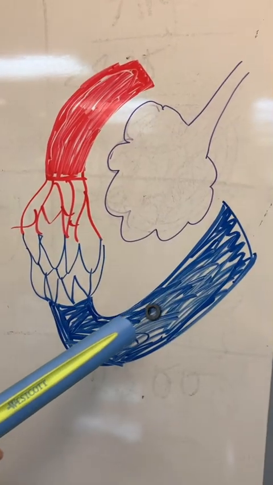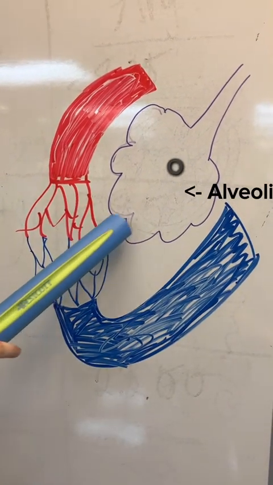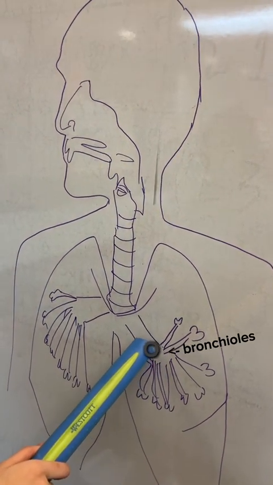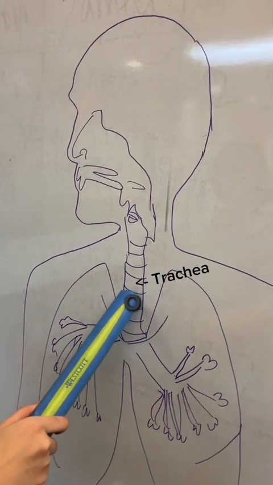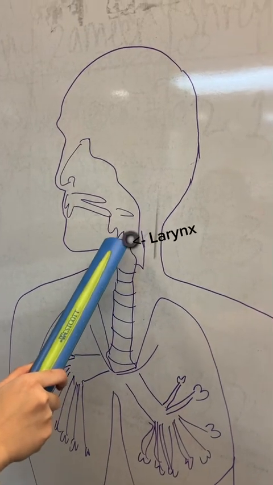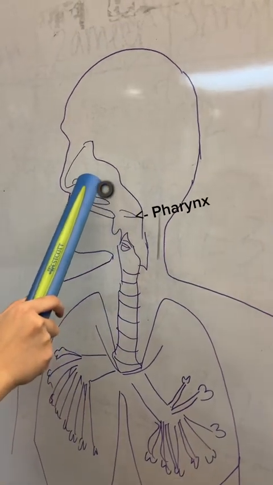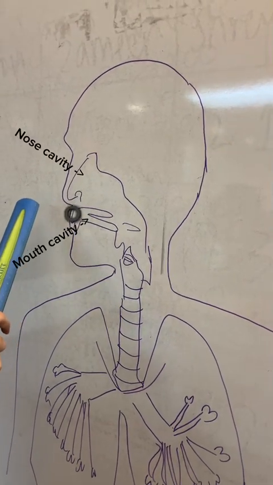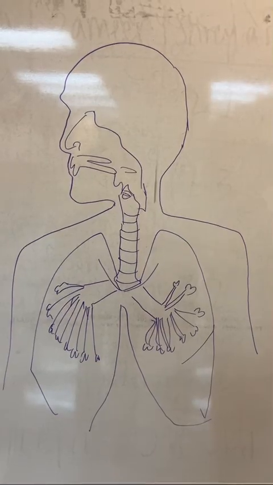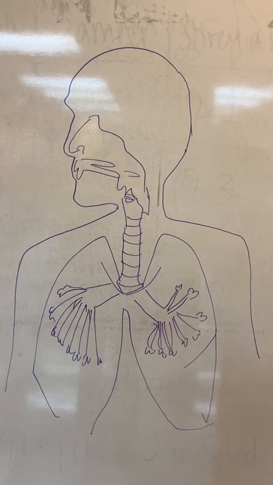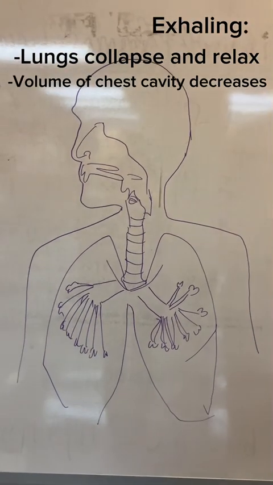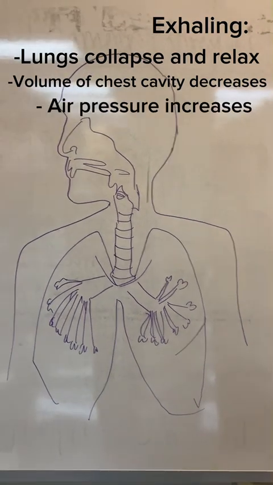Carbon dioxide in the blood diffuses into the alveoli and moves up from the bronchioles into the bronchi, to the trachea, to the larynx, and into the pharynx, and finally exhaled from the nose or mouth cavity. This is exhaling carbon dioxide. Exhaling, lungs collapse and relax as the volume of the chest cavity decreases and the air pressure increases.